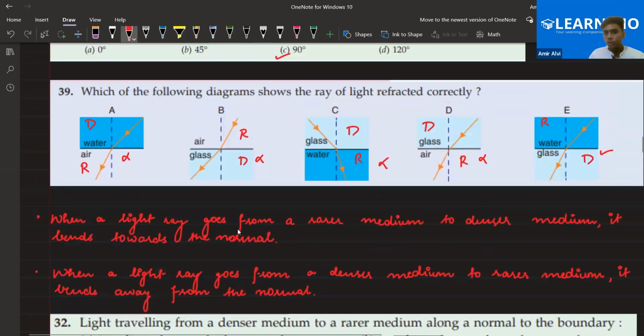So as I've told you, when a light ray goes from a rarer medium to a denser medium, it bends towards the normal. When a light ray goes from a denser medium to a rarer medium, it bends away from the normal. Okay?